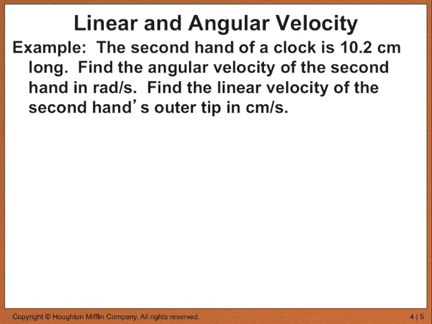You know that on the old-fashioned clocks or the typical wall clock, you've got one hand for the hours, another hand for the minutes, and a usually red hand for the seconds. And that red hand keeps going around the clock, ticking off the seconds. All right, so the second hand of a clock is 10.2 centimeters long. Find the angular velocity of the second hand in radians per second. Find the linear velocity of the second hand's outer tip in centimeters per second.